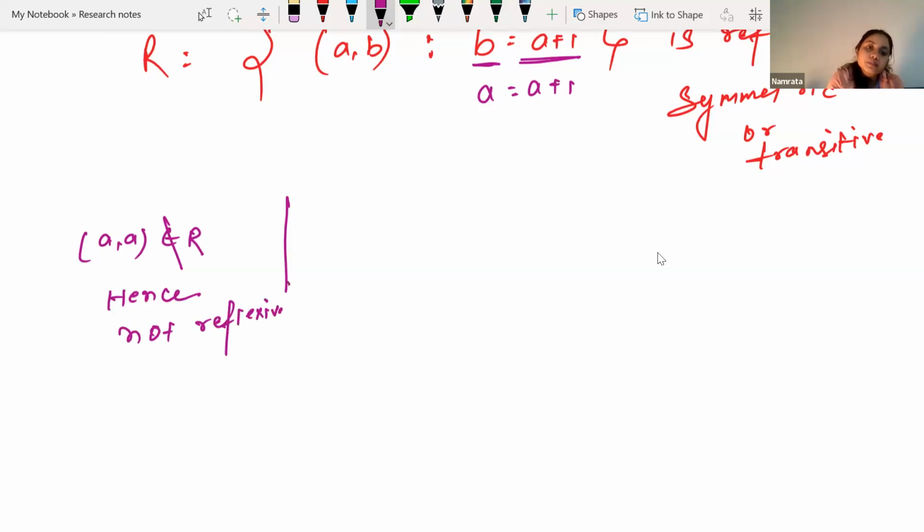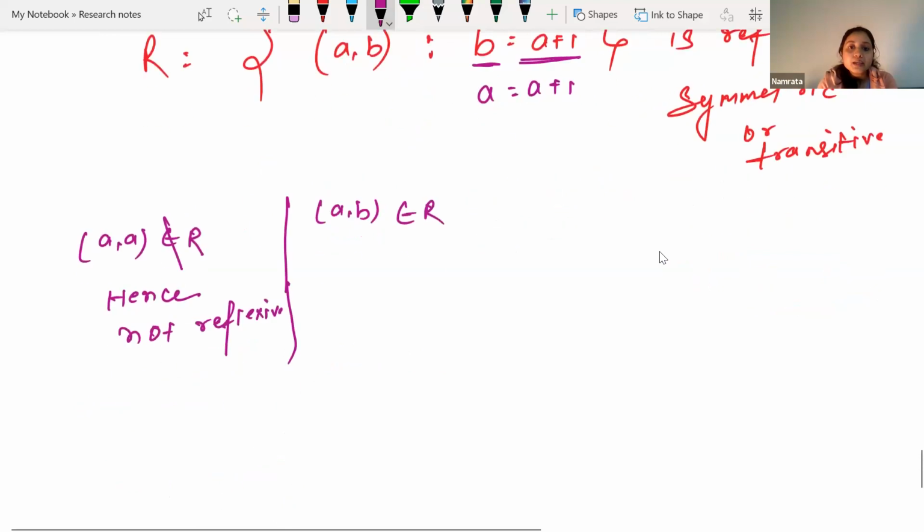Now we will be checking symmetric. So what does the condition say? If (A, B) belongs to R, then we have to check (B, A) must belong to R. Okay, (A, B) belongs to R, which says that B is equal to A plus 1. Now (B, A) must belong to R.